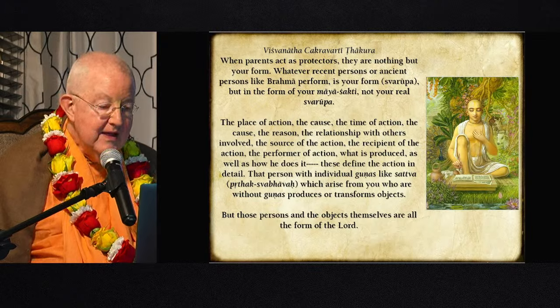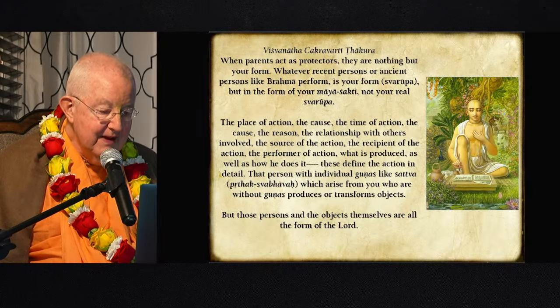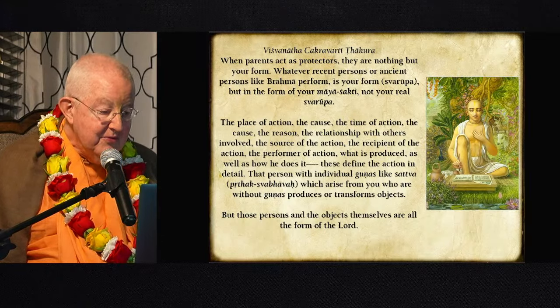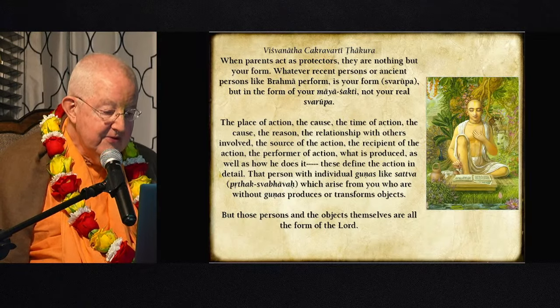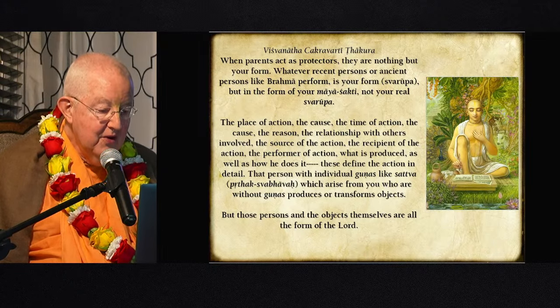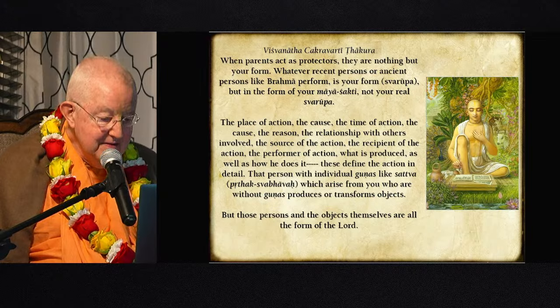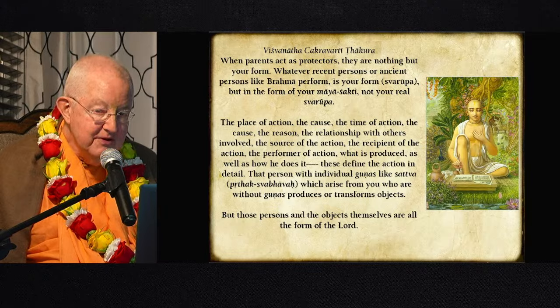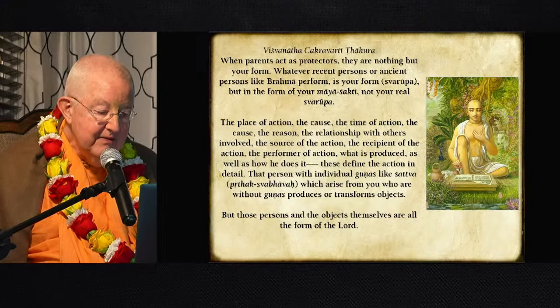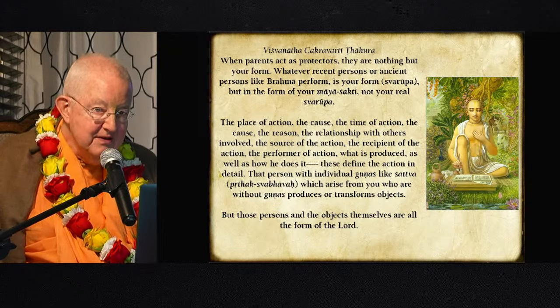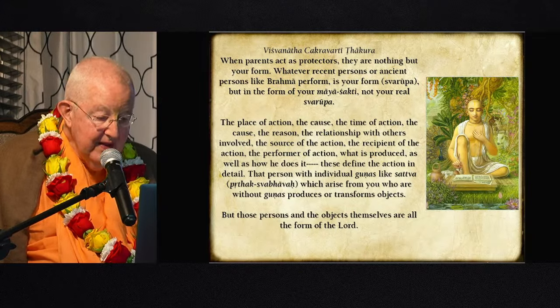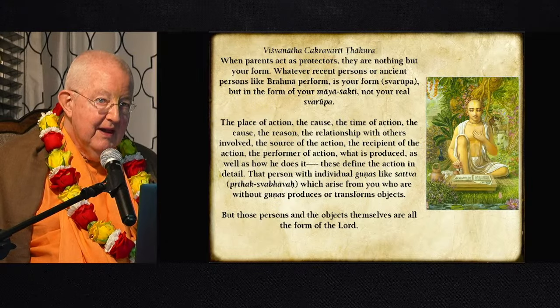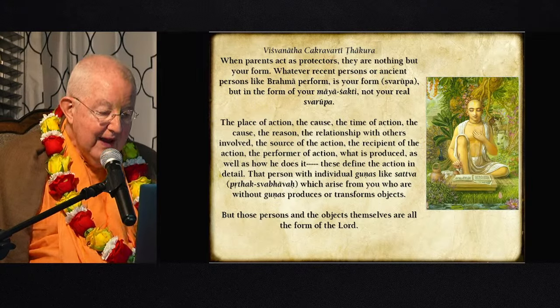Simultaneously. The place of action, the cause, time of action, the cause of the time, the reason, the relationship with others involved, the source of action, the recipients of the action, the performer of action, what is produced, as well as how he does it. These define the action in detail. So there's cause, and there's effect, and there's all kinds of very specific Sanskrit terms that go with all of this. So that's not included in what you see on the screen, but there's technical terms in Sanskrit for each of these items. And the conclusion is, because they're from the Supreme, these items define what action is in detail.